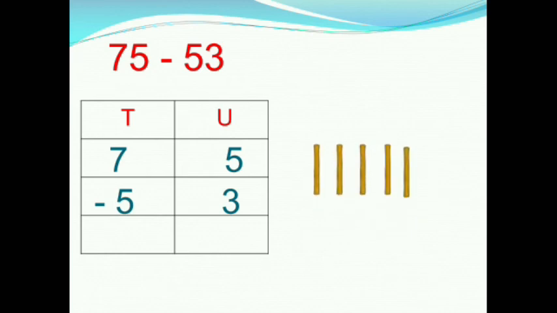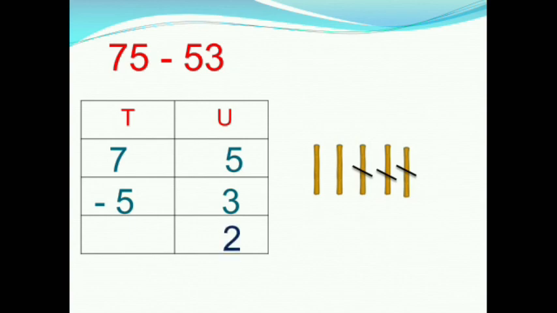Children, now we should subtract 53 from 75. First, we should write the numbers in the vertical column according to place of each digit. First we should subtract units place digits. They are 5 and 3. First we have 5. So we will draw 5 sticks. Next number is 3. So we will cut 3 sticks. Now how many sticks are remaining? 1, 2. 2 sticks are remaining. So we will write 2 in units place.